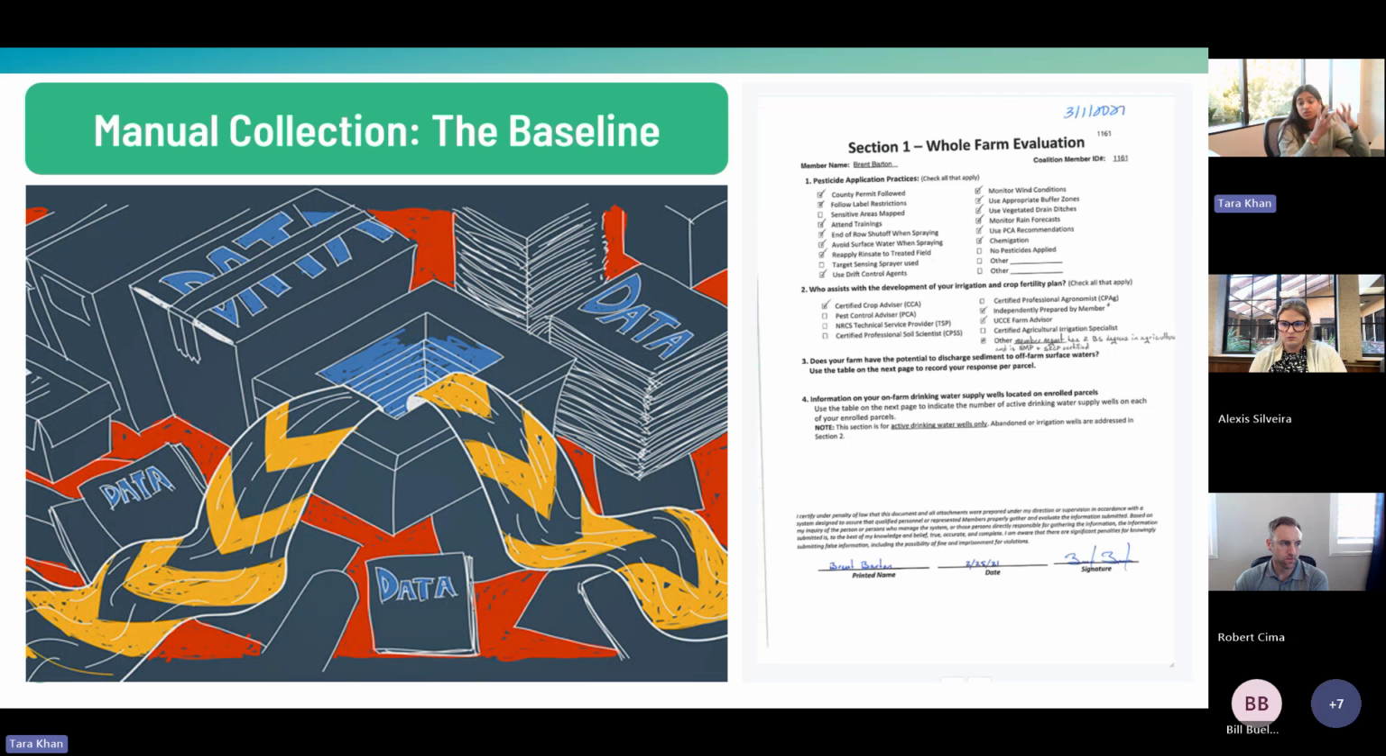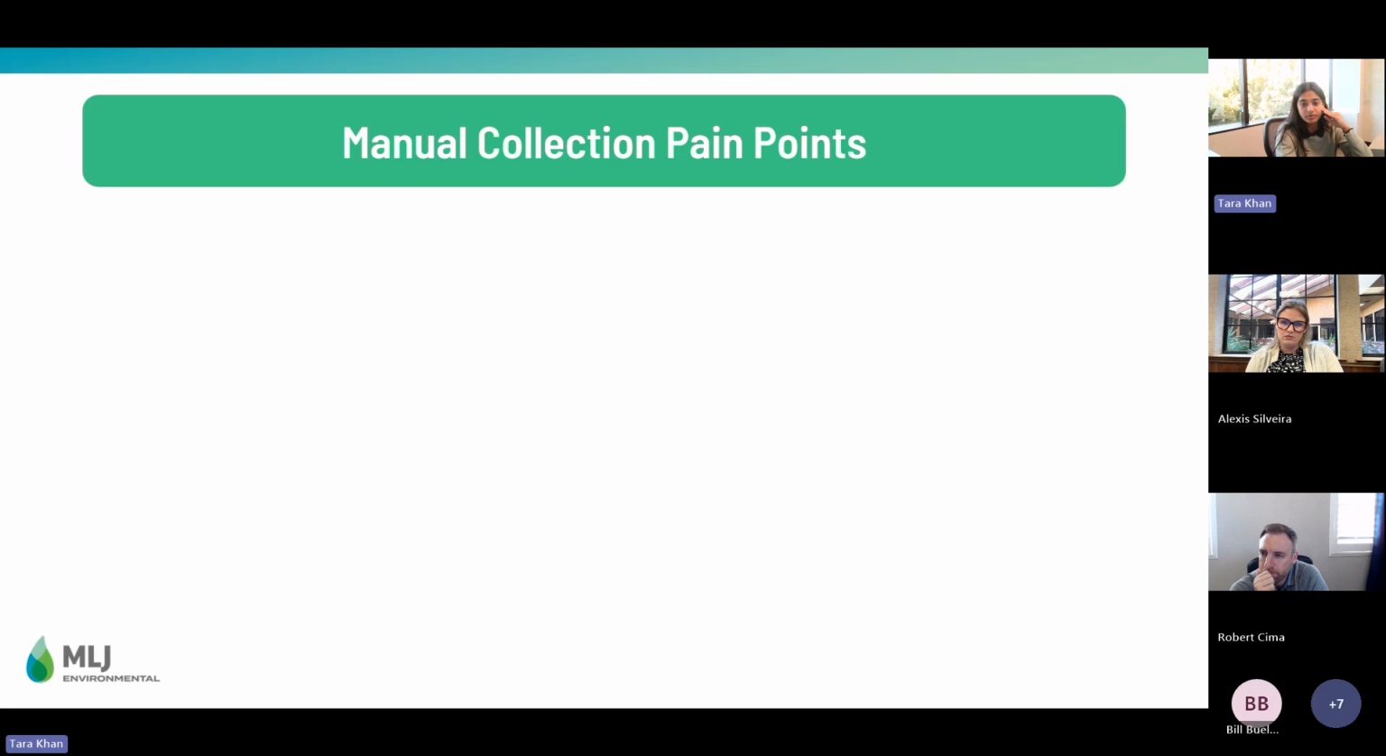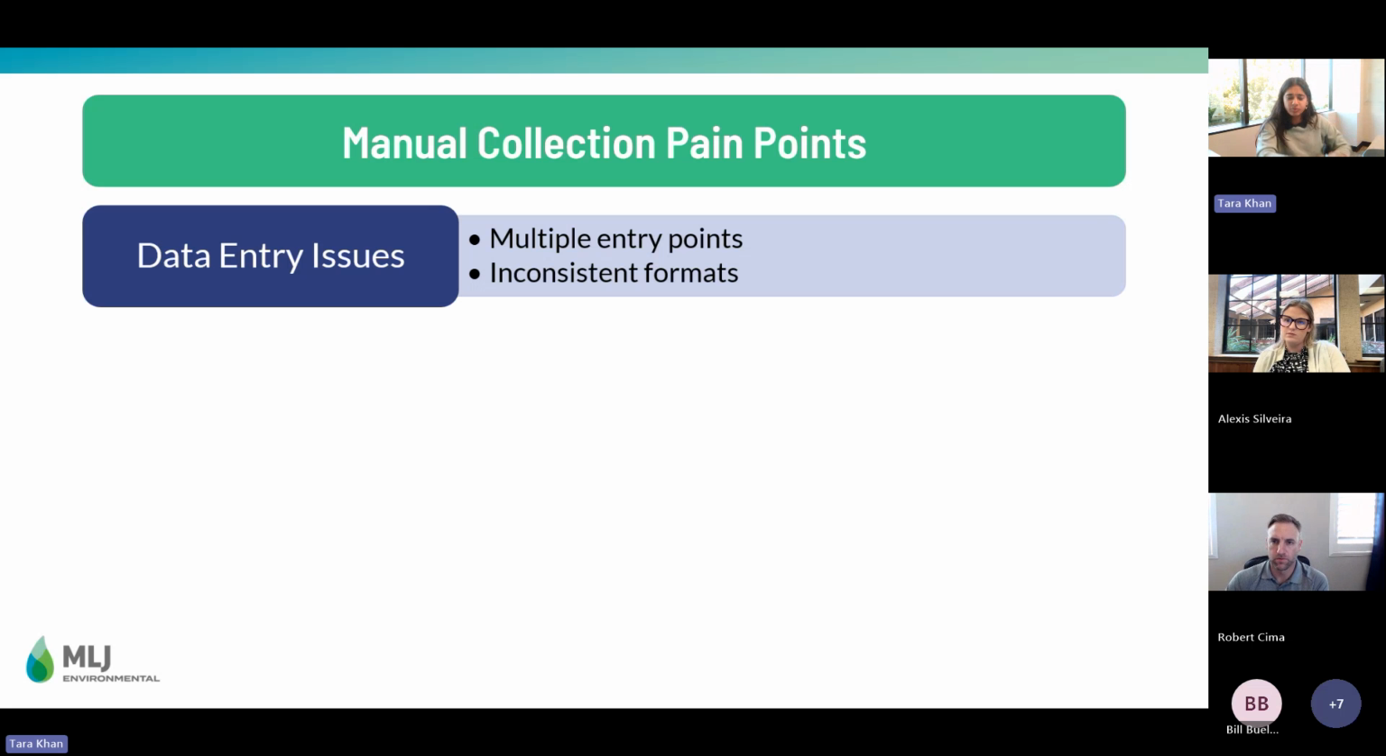And then we have a lot of historical data that's already been collected in this way, right? In the paper way, paper forms. I did want to highlight a few challenges that come through with manual collection. There's obviously benefits and there's some trade-offs there, but a couple pain points I wanted to highlight.